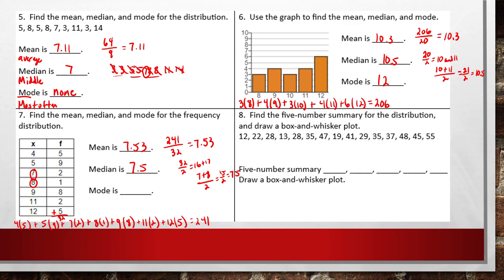Okay, for our mode on this one, we're going to look at our frequencies. We can see the highest frequency is 9, and that was for the number 5. So my mode is 5. That one occurred most often.